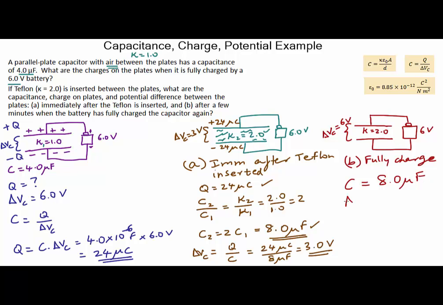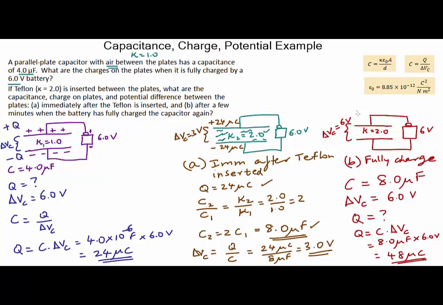The potential difference between the plates of the capacitor does change to equal the battery's potential difference. That's when equilibrium is reached. So that'll be 6.0 volts. And so now we can figure out what the charge is. The charge would be C times delta VC. So that is 8.0 microfarad times 6.0 volt. And that'll give me 48 microcoulomb.